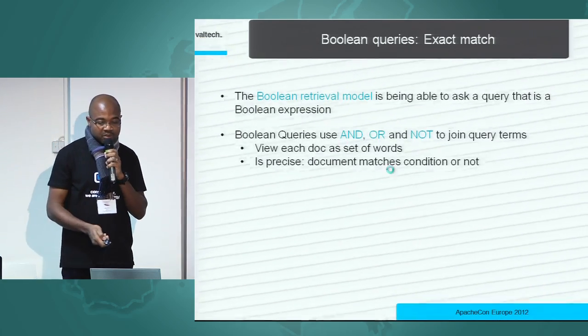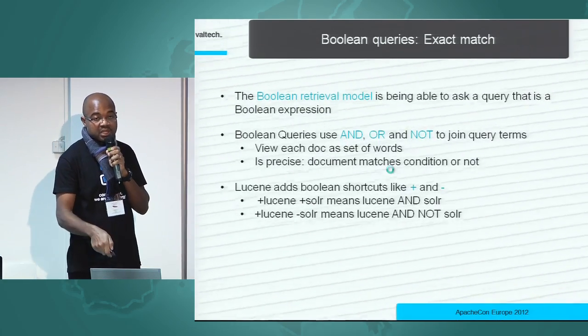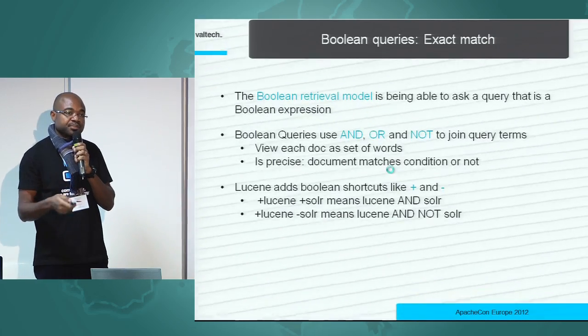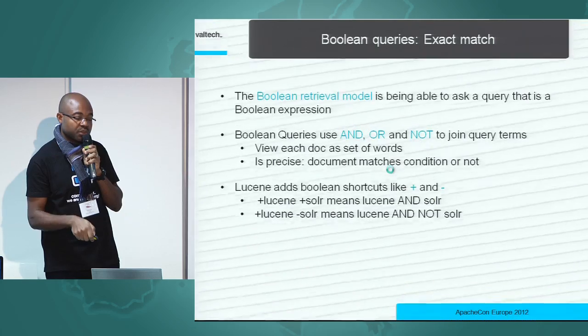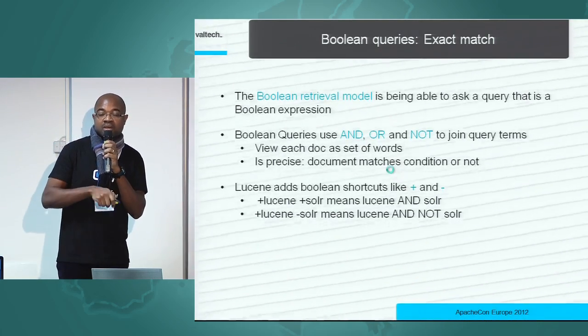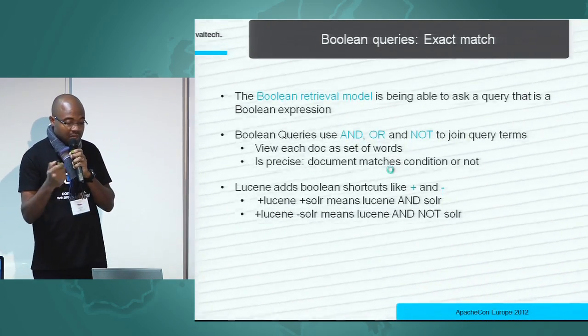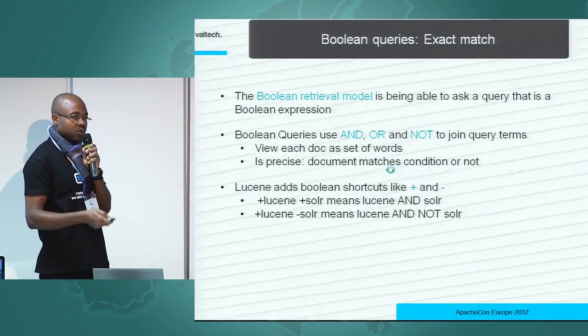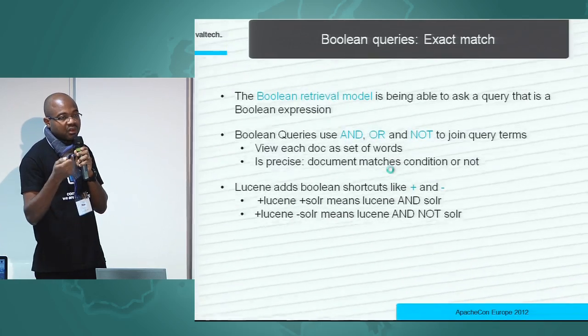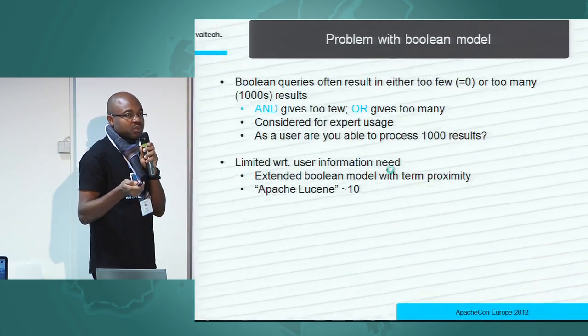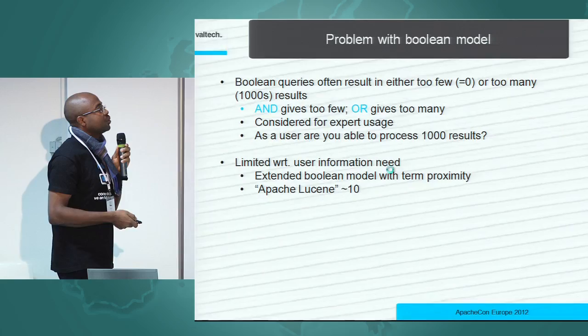And Lucene adds some shortcuts like plus and minus. Plus is to say that this term is mandatory in the document. And minus is just to say this term is forbidden, to simplify the user query. But this is important for expert users. They know exactly what they are looking for.